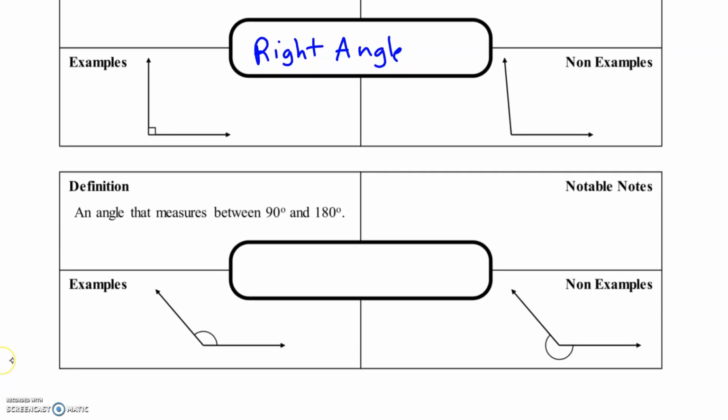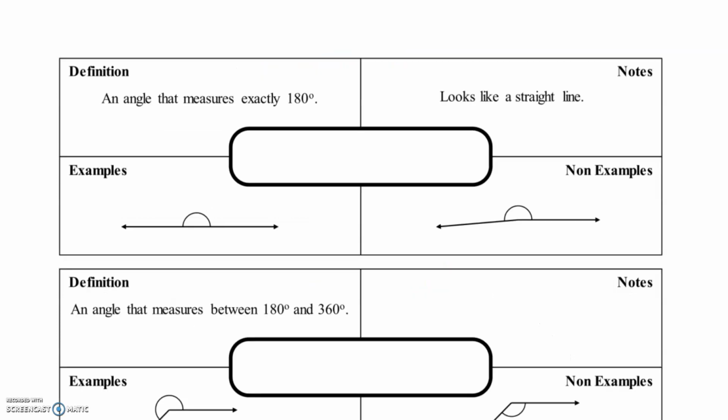The next type of angle is one that measures between 90 and 180 degrees. That's an obtuse angle. Okay, the next is an angle that measures exactly 180 degrees. That is a straight angle. An angle that measures between 180 and 360 is a reflex angle.